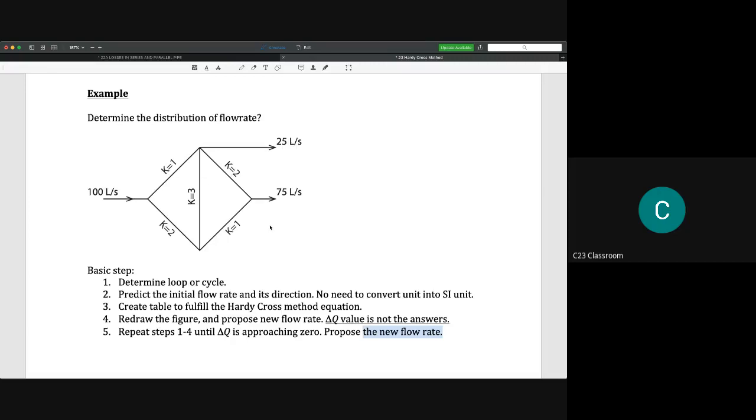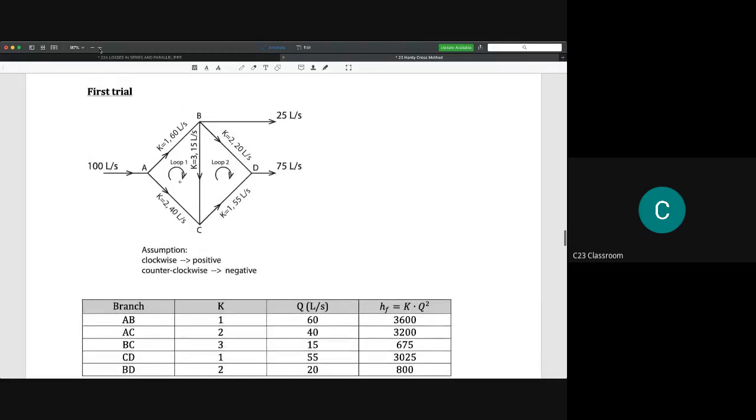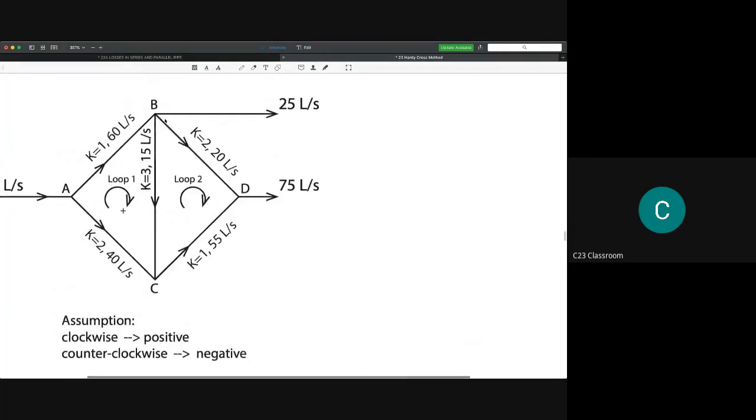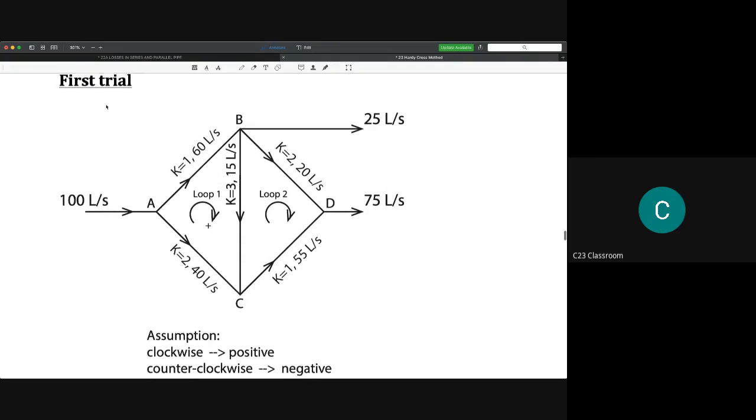Okay, next step. This is the first, I just make it bigger. First you have this, and this is, for example, for the first trial. What you need to do first is determine the loop. What is the meaning of loop? As I said previously, if we have a pipe network, the calculation of losses is equal whether we calculate it clockwise or counterclockwise.